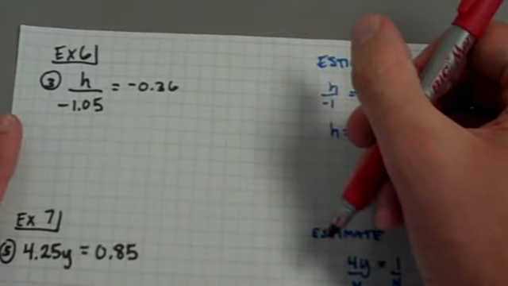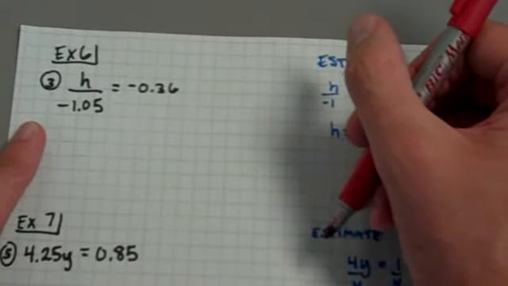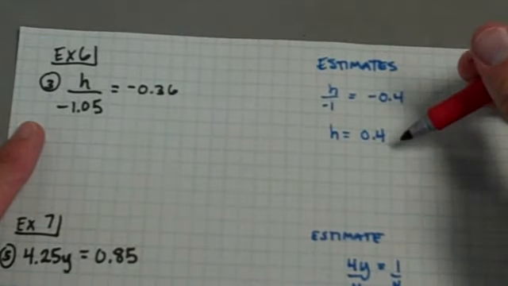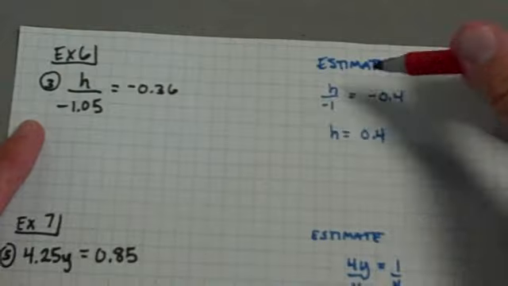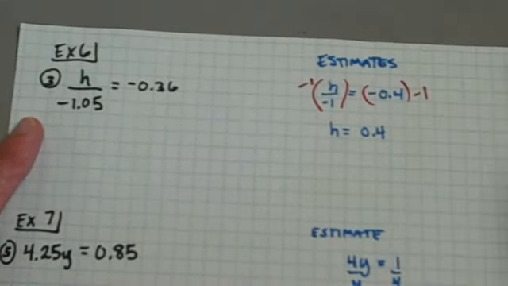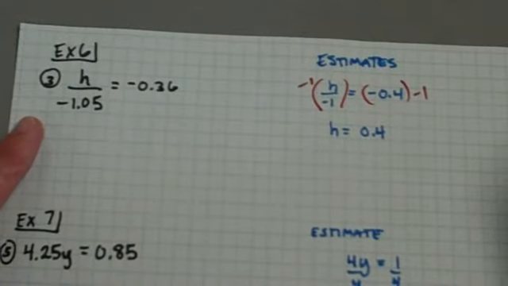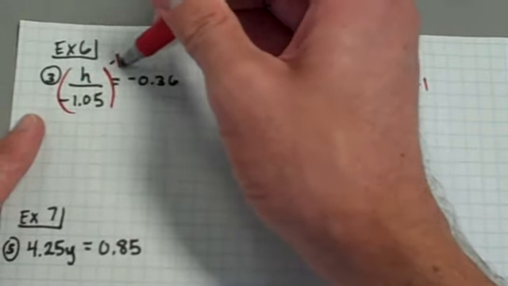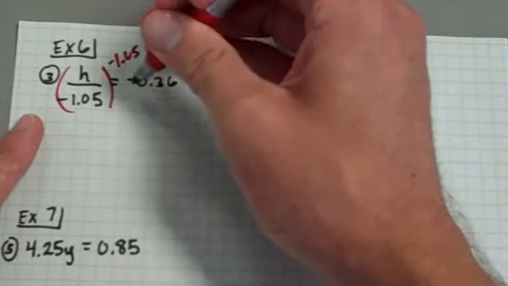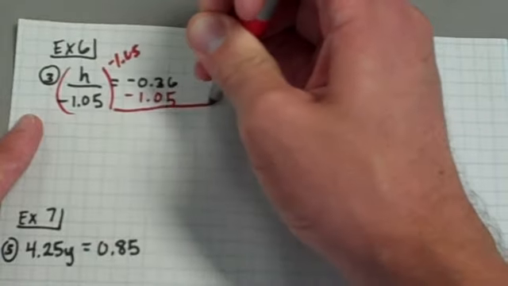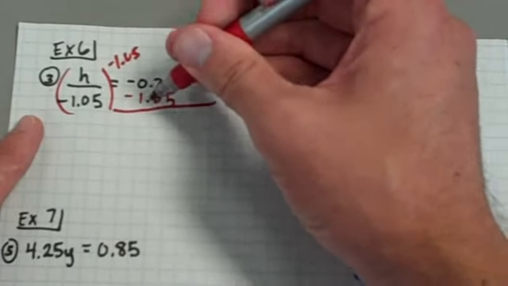All right, h divided by negative 1.05 equals negative 0.36. My estimate was a positive 0.4, because remember, I'm multiplying both sides by a negative 1. So a negative times a negative makes a positive. So let's go ahead and see what I get. Multiply both sides by negative 1.05 this time. So times negative 1.05.